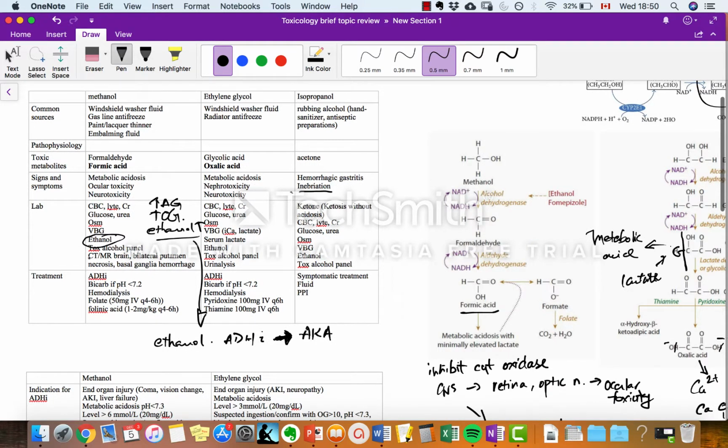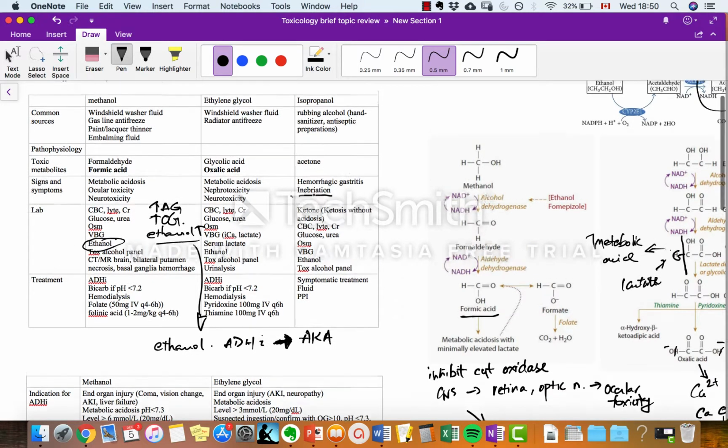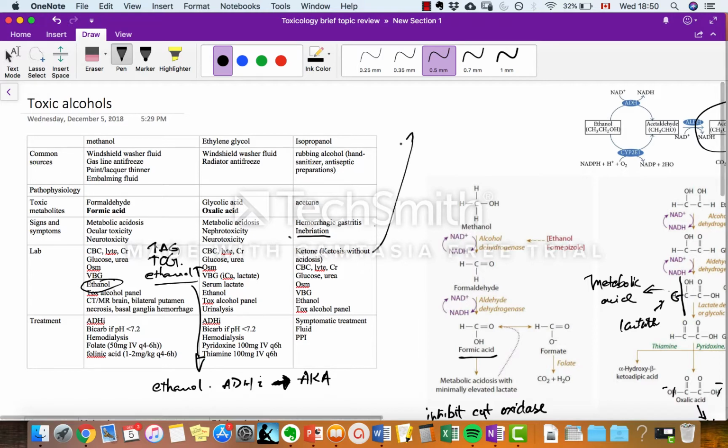Another thing I wanted to just quickly review is how to calculate anion gap and osmolar gap. So anion gap, remember, is sodium minus your chloride minus your bicarb. Osmolar gap is your measured osmolarity minus your calculated.